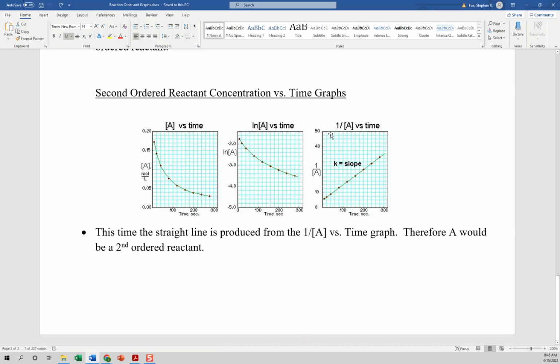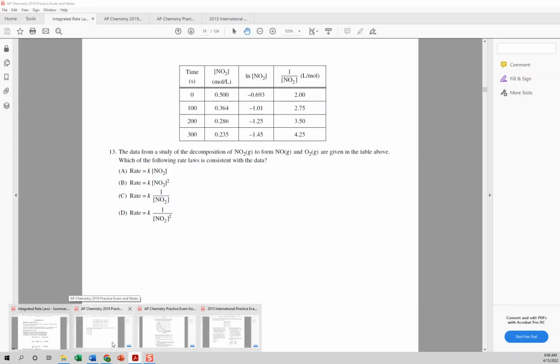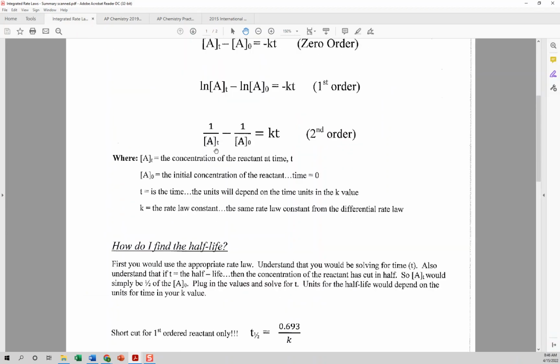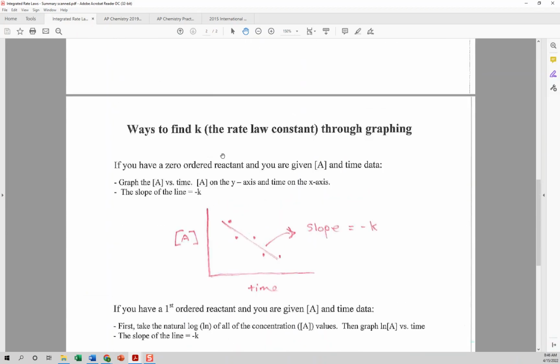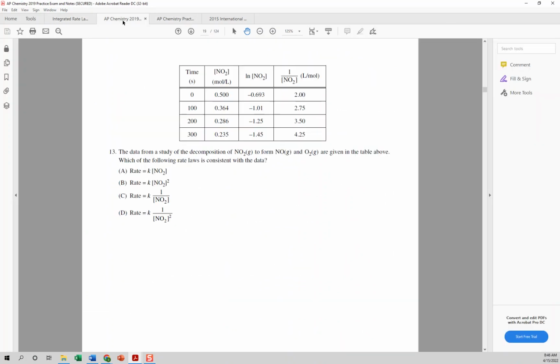I want to show you a couple of examples. These are from release tests and practice tests, so if you've done some of the practice tests, you've probably seen these. This is one of your handouts, but we've kind of talked about it already. So let me show you.